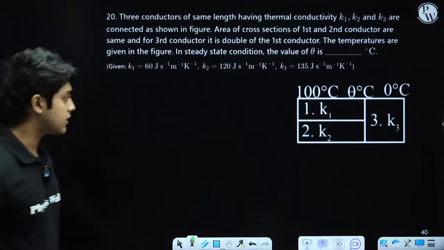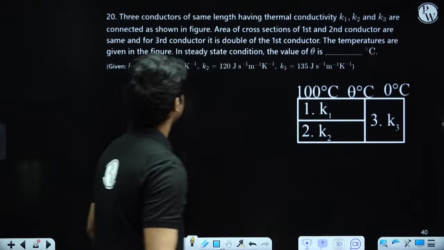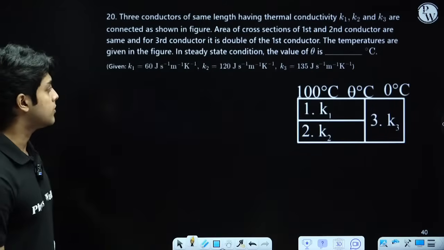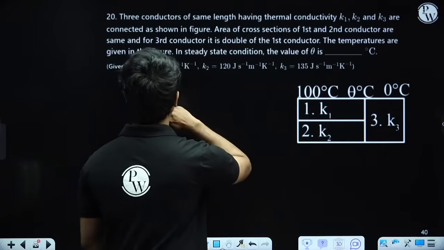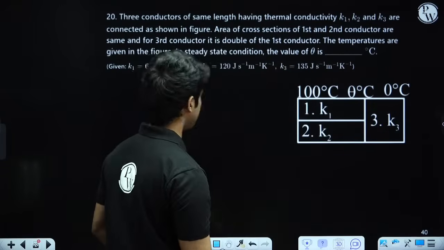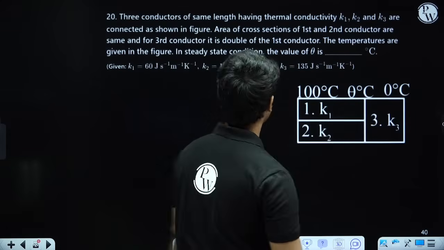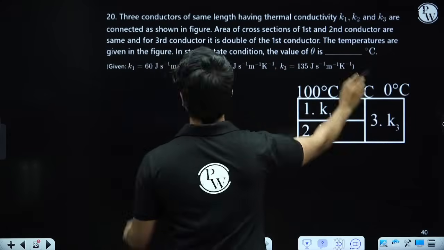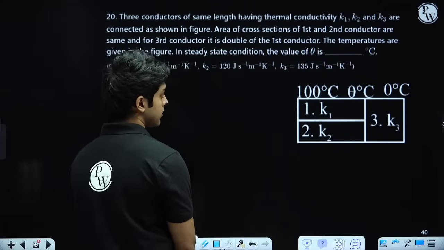So this is a heat transfer question, conduction heat transfer. We have 3 conductors. Thermal conductivity is K1, K2 and K3, connected as shown. Area of cross sections of the first and second conductors are the same, so these two have the same area of cross section. This one has double the area. The temperatures are given in the figure. At the steady state condition, the value of theta is?